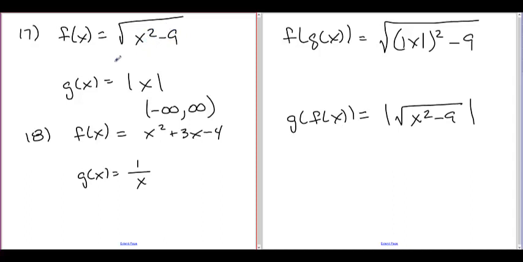So it turns out the domain for this one is going to be from negative infinity to negative 3, including negative 3, because that'll give you 0. And then it's from positive 3 to positive infinity. So it's all real numbers except the numbers between negative 3 and positive 3, not including 3.